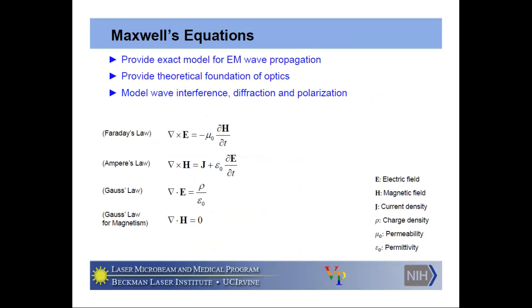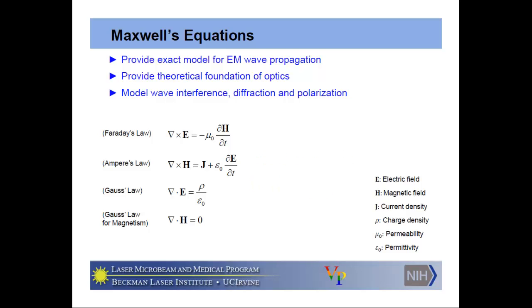So now we go to Maxwell's equations. We know an electromagnetic wave contains an electric component and a magnetic component. These Maxwell equations provide an exact model for electromagnetic wave propagation. They provide the theoretical foundation of optics, and Maxwell's equations model wave interference, diffraction, and polarization. Let's look at these four Maxwell's equations.